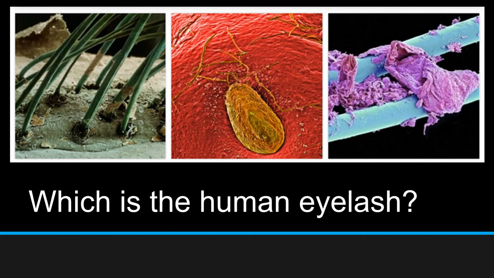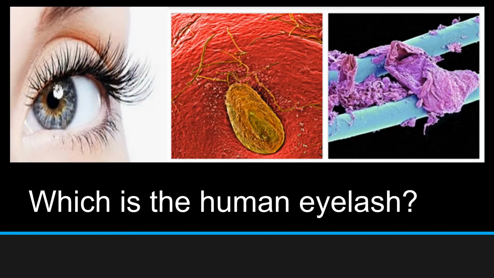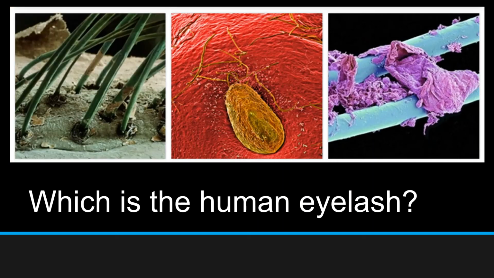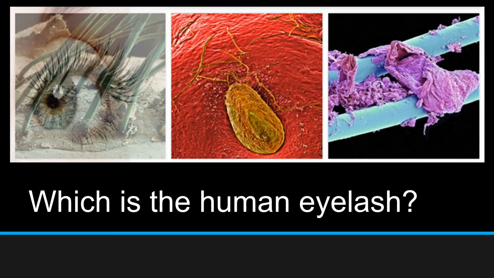Which one is the human eyelash? Let's have a look. The human eyelash is, of course, number 1 there. Well done for getting that one correct. If you have a proper look, it does look like hair, doesn't it? And at the bottom there is the follicle into the skin. So that is the human eyelash.